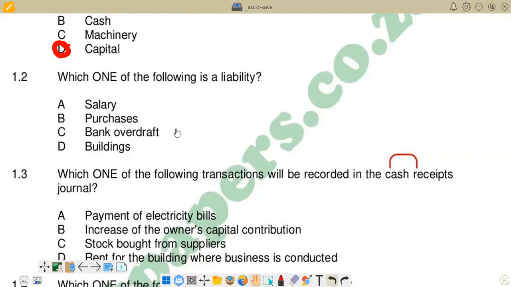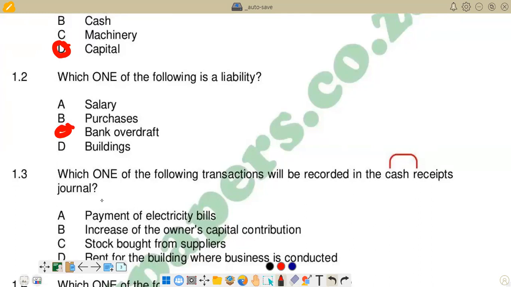But basically, according to the response and the question that we have, C becomes the appropriate answer. D, buildings: a building is an asset, not a liability. The question wants us to identify a liability, so C is the most appropriate that we have there.